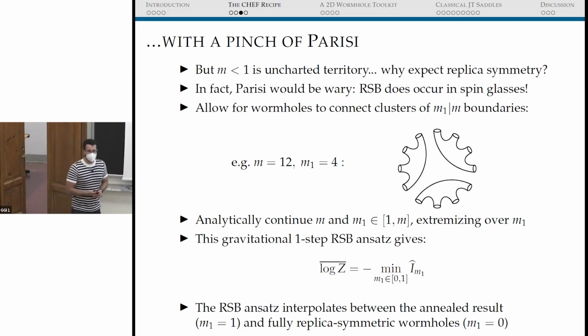So sorry, just to see if I get it right. You first send M to 0 and then extremize, or the other way around? Let me repeat the question. You first send M to 0 and then extremize, or the other way around? The first one. This is what you would do also in this situation for M greater than 1. You first fix M, that's the number of boundaries for which you want to do the computation. And then you ask which configuration dominates for that computation. Is it the fully disconnected, the fully connected, or something in between? So here you do exactly the same.